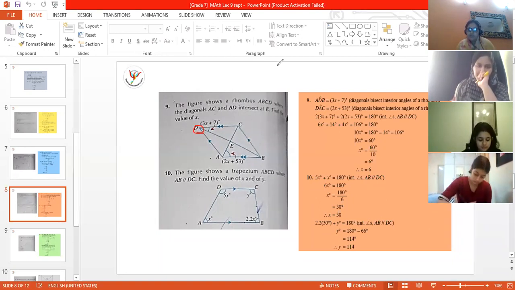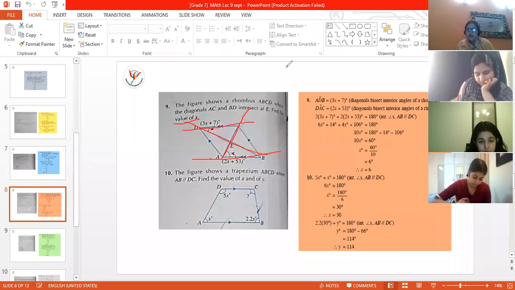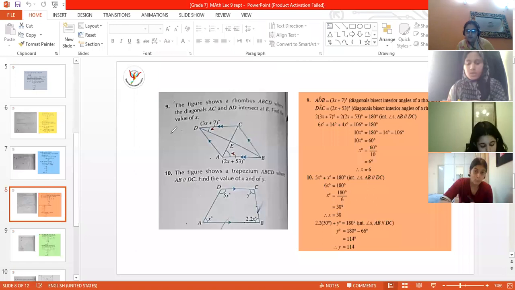Okay, so you can see that we have to find the value of x. Simple. How are you going to solve for x? This is the parallel line, this is the parallel line, this is the transversal, this is the diagonal, again diagonal. Our link is just with this one. So how am I going to solve it? This is the transversal.